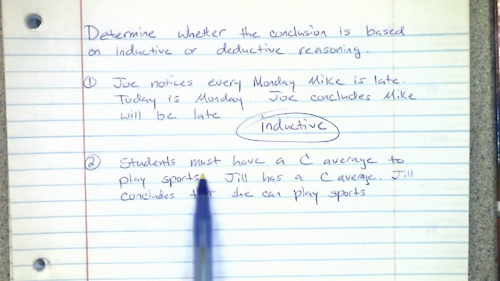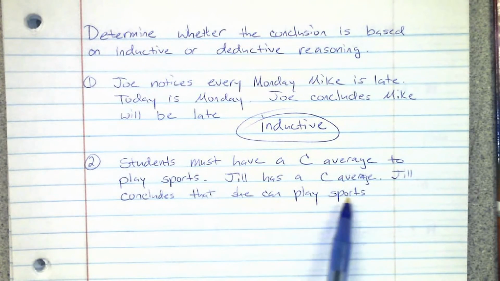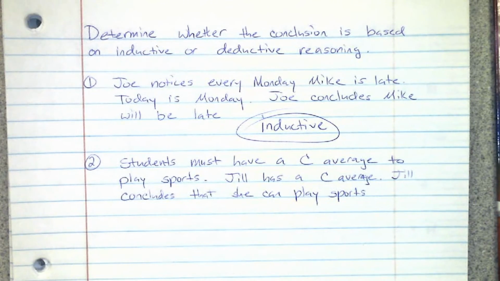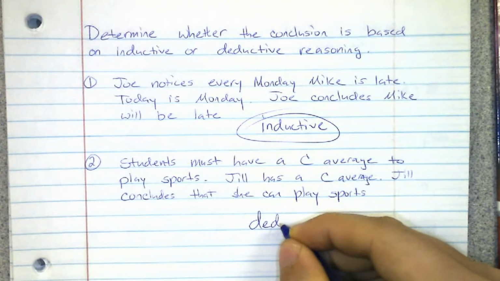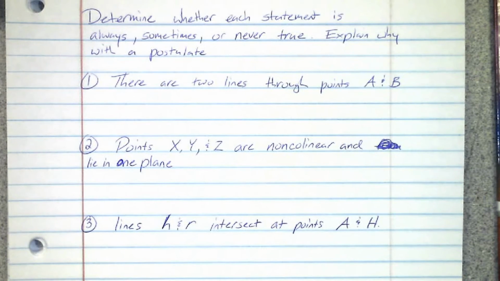Right here, students must have a C average to play sports. Jill has a C average. She concludes that she can play sports. This is based on fact. She knows she has to have a C. She knows she has a C. There's no pattern to it, just facts. So this is deductive reasoning. Okay, press play when you think you have the answer.